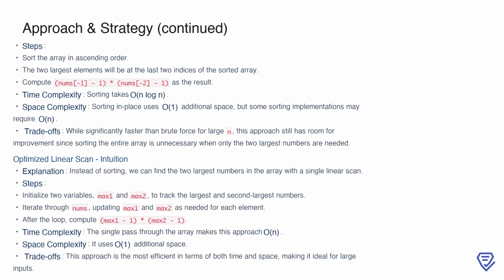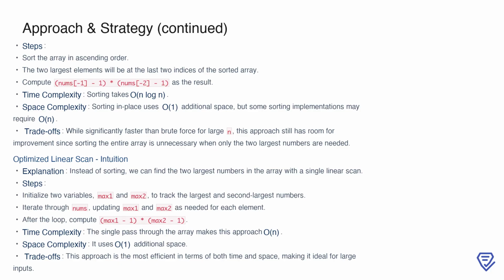This brings us to the optimized linear scan approach, which eliminates the need for sorting. Instead of sorting, we can find the two largest numbers in the array with a single linear pass. To do this, we initialize two variables, max1 and max2, to keep track of the largest and second largest numbers encountered during the iteration. As we traverse the array, we update these variables whenever we find a value larger than the current max1 or max2.